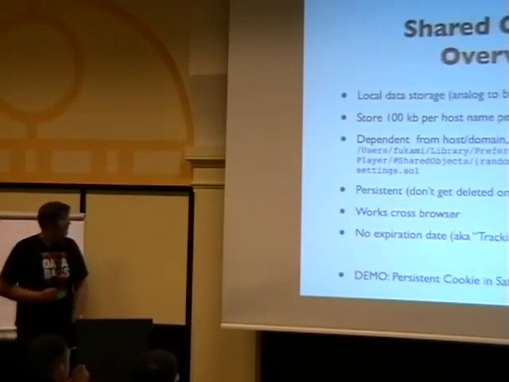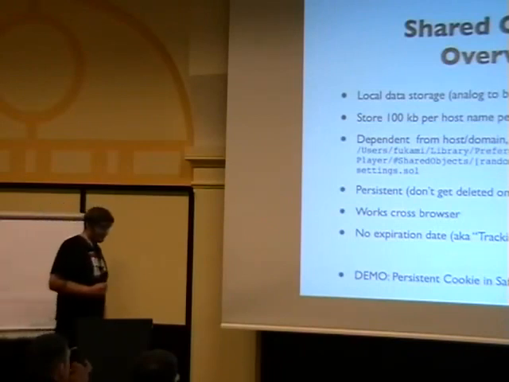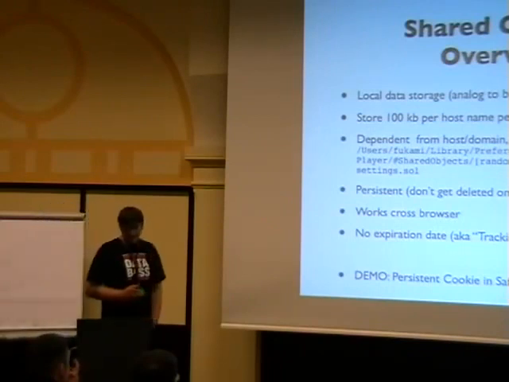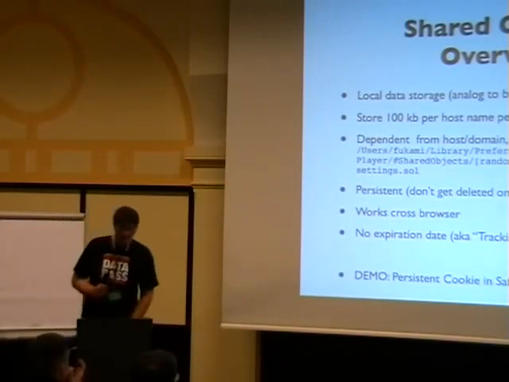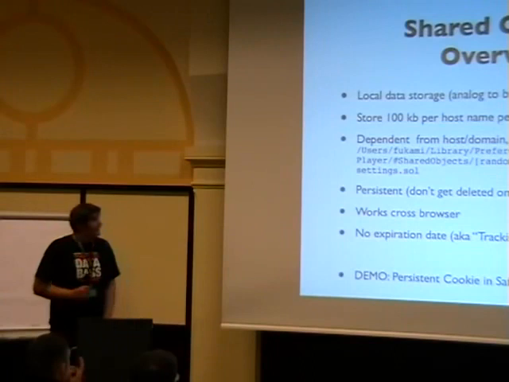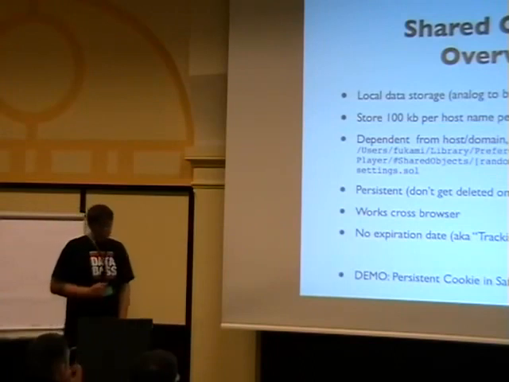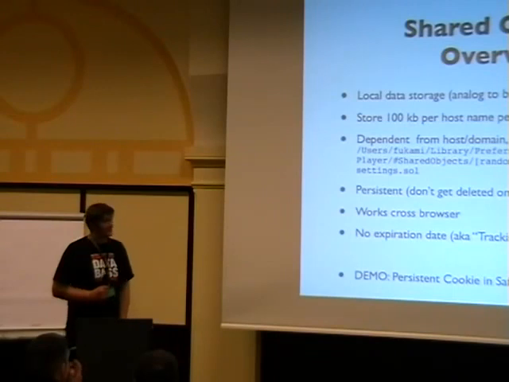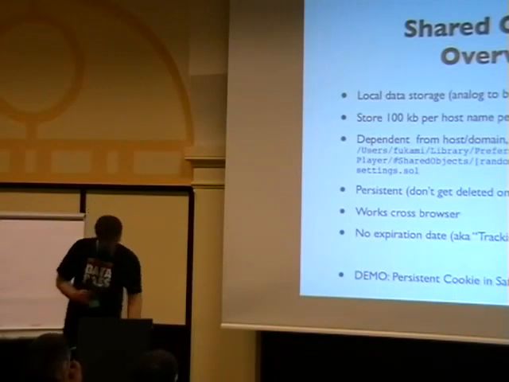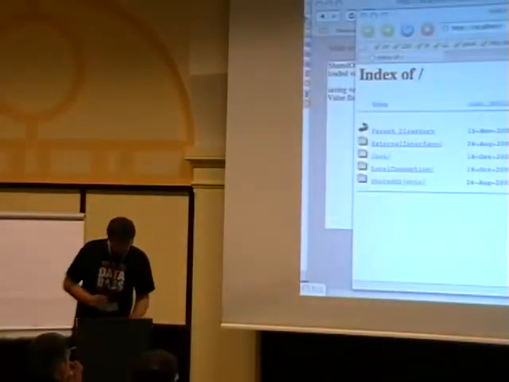Shared objects, from my point of view, are the ugliest vector in Flash because it's a kind of persistent cookie. It's up to 100K per host name, and it doesn't get deleted when you exit your browser. I just have a little demo on that.